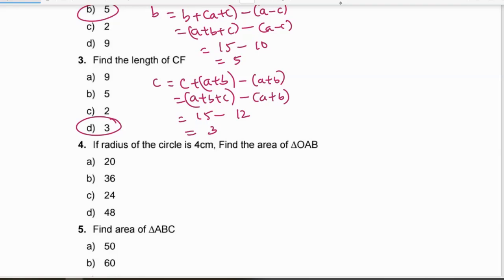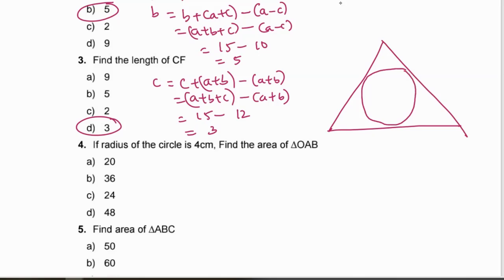Now we have to find the area. The radius of the circle is given as 4 centimeter. Find the area of a triangle. So here they've given a radius. So for the fourth one, they've given a triangle, and the circle is inscribed. So here this is what we have.